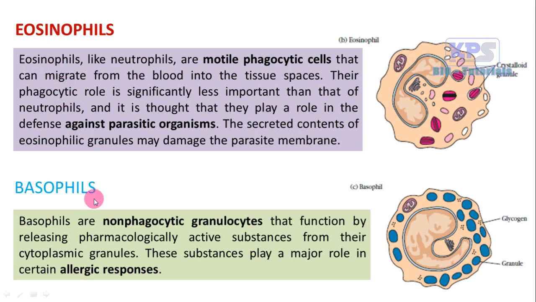Then basophils are non-phagocytic granulocytes that function by releasing pharmacologically active substances from their cytoplasmic granules. These substances play a major role in certain allergic responses. The name basophil is derived from the term base, meaning they are stained with basic stains. They have granules, but are non-phagocytic. Their granules contain pharmacologically active substances like histamine, which mediate the allergic responses.